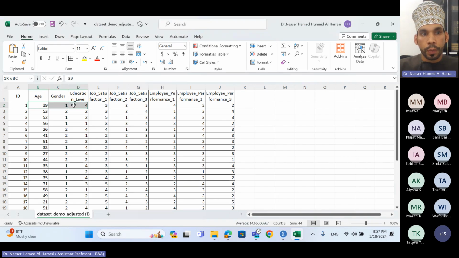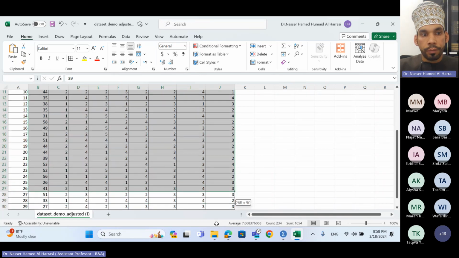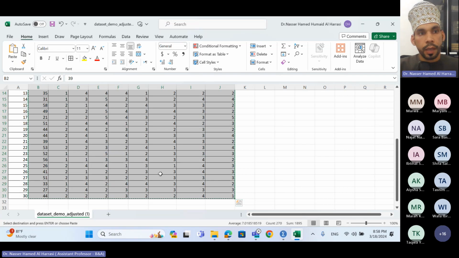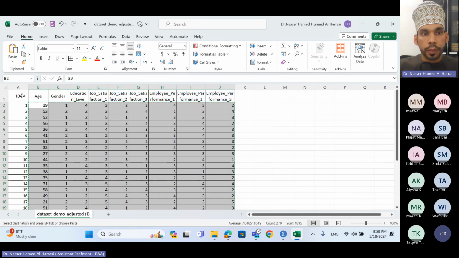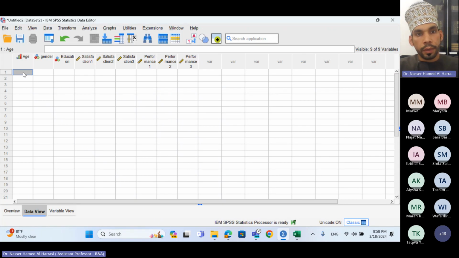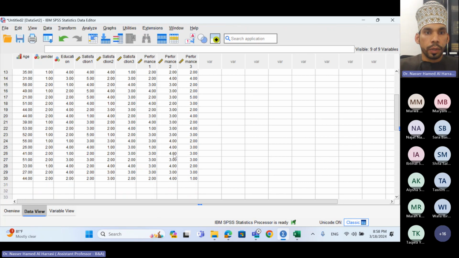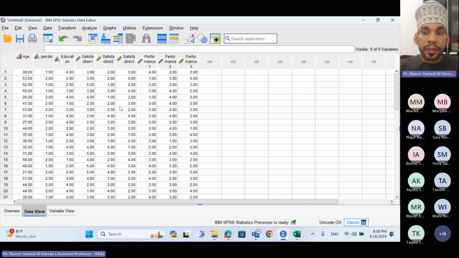If I have done with this, I'm going to move to the Excel sheet. Immediately, I'm going to copy. Because I already have the numbers, I have 30 respondents here. So I'm going to copy that. Here is the ID, do not copy the ID. Then I'm going to go here and paste it. See, all the data is now available in SPSS and ready to start the analysis. Clear?